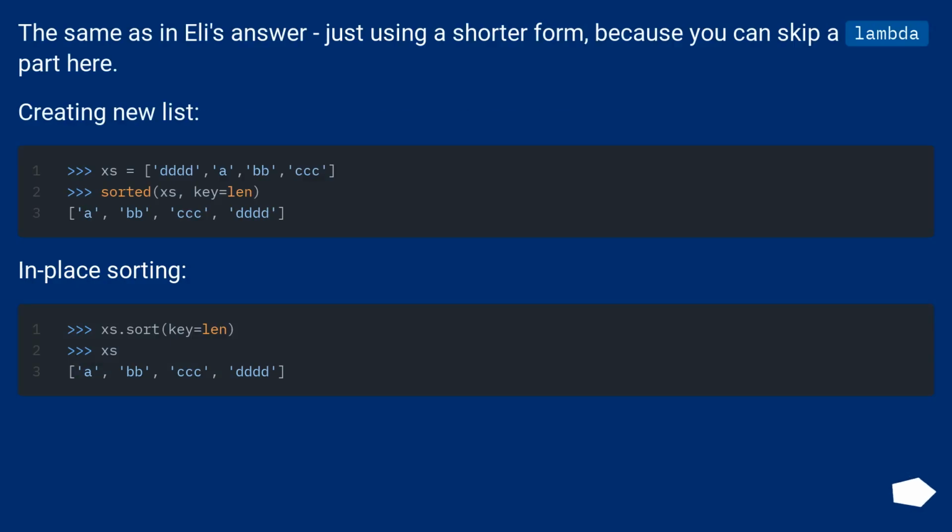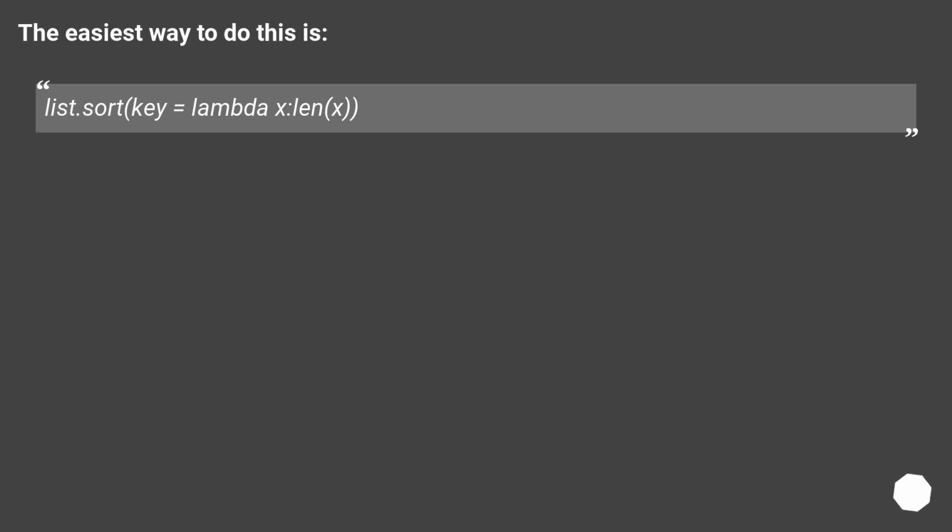The same as in Eli's answer, just using a shorter form, because you can skip a lambda part here. Creating new list. In place sorting. The easiest way to do this is list.sort(key=lambda x: len(x)).